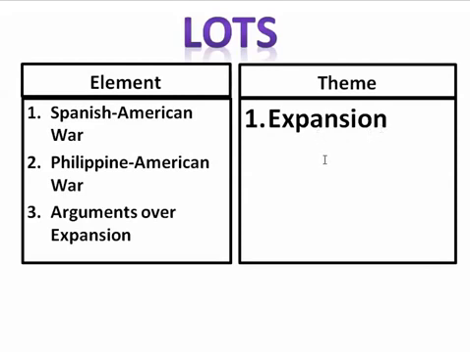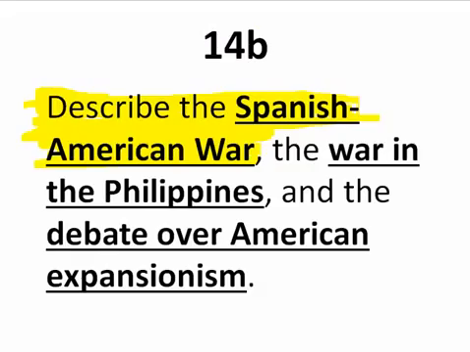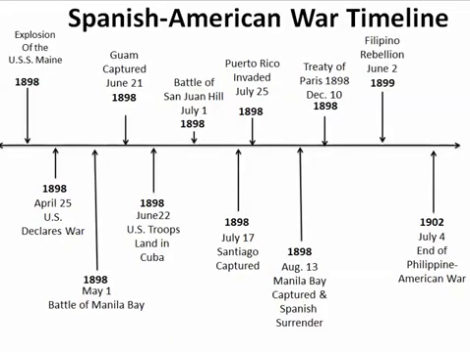The continental United States has absorbed manifest destiny all the way to the west. We discussed that in the last unit. Now we're going to expand beyond our borders. Okay, so the Spanish-American War, the war in the Philippines, and the arguments over expansion. Let's go ahead and jump into this first part. Describe the Spanish-American War. And I've given you a timeline here you can look at. From 1898 to 1902, the Spanish-American War will be fought.